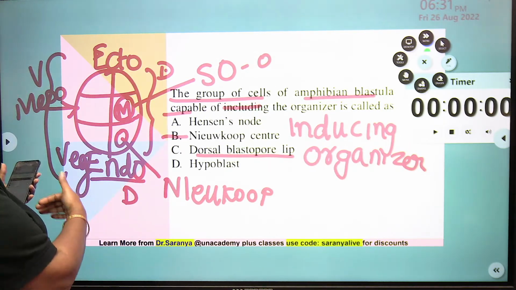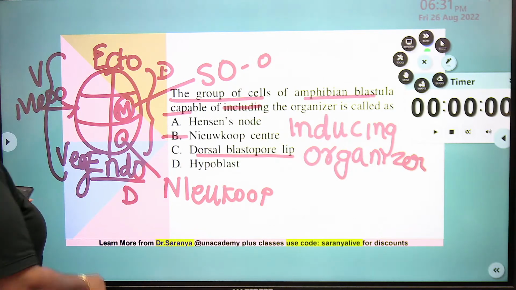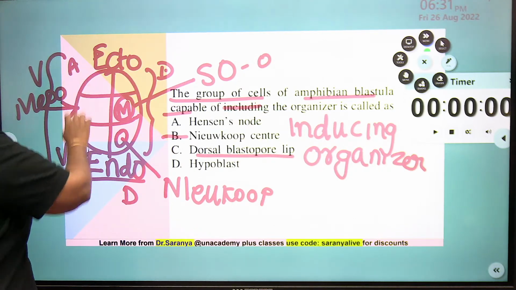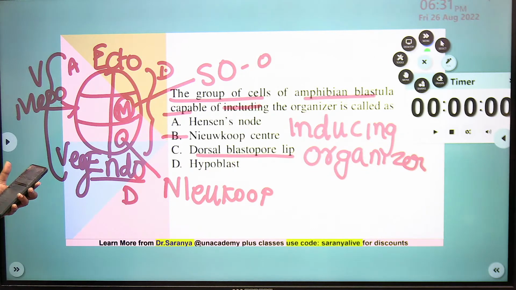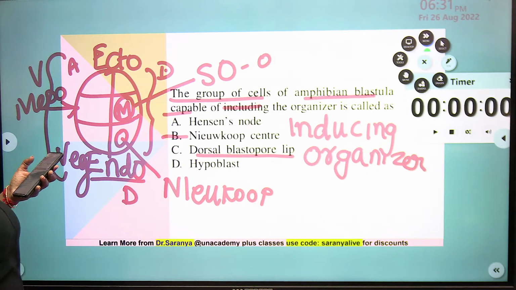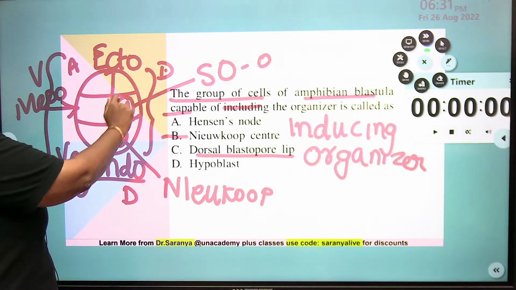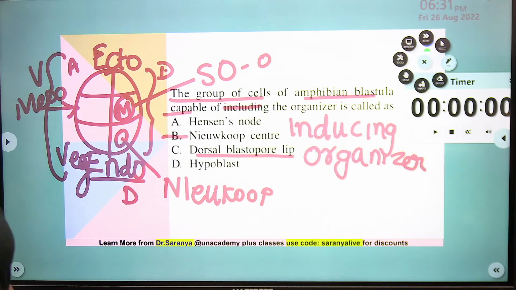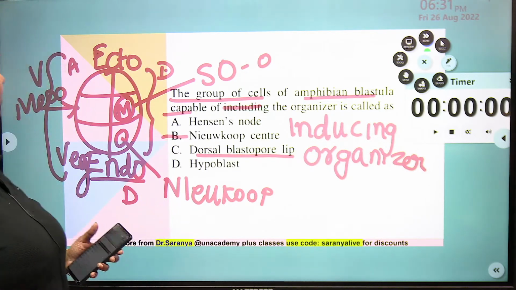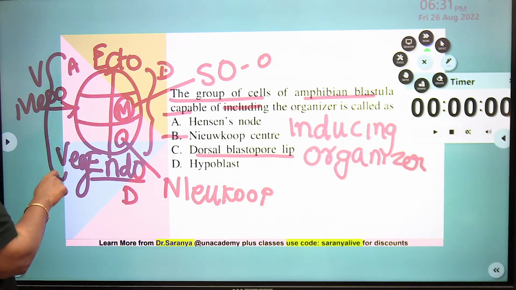And who is present in this endoderm? It is the vegetal pole, opposite is the animal pole. Yes, Selva. This is the vegetal pole, no? This is the animal pole. Got it? Okay, so this is clear now. Fantastic, guys. So the Spemann organizer must be present in the mesoderm. Everybody got it now? So the Spemann organizer is mesoderm.